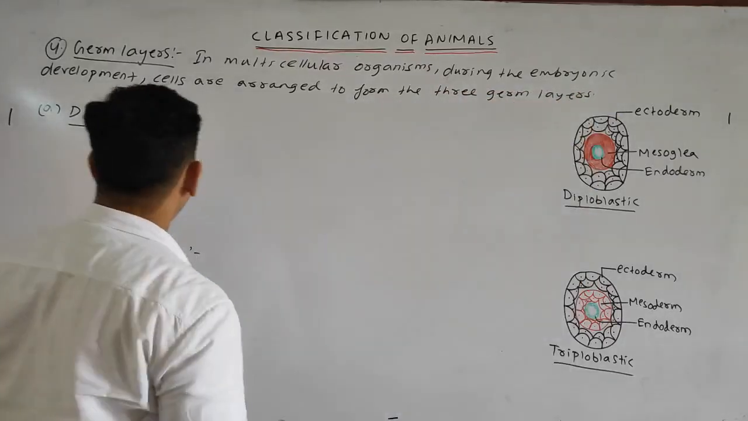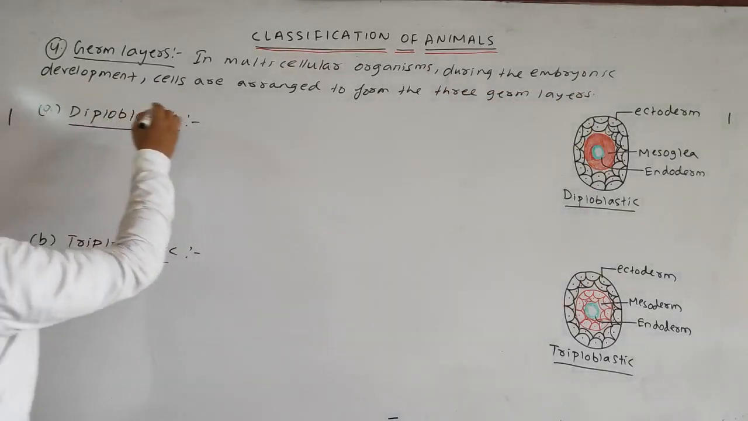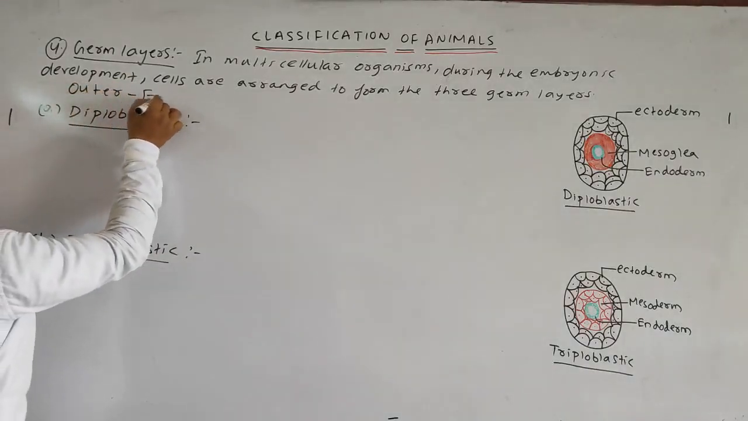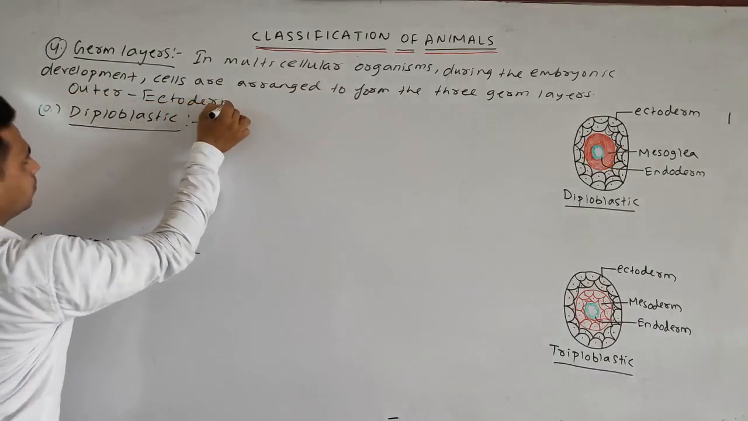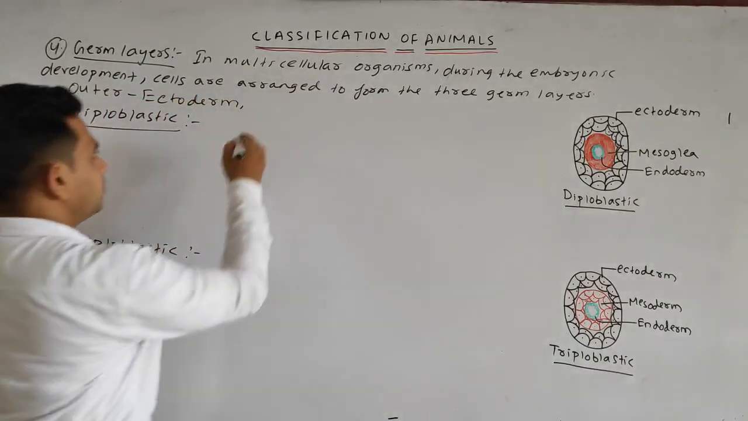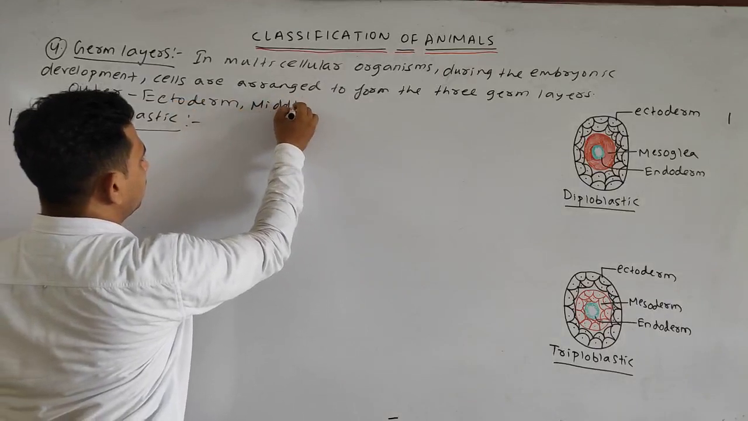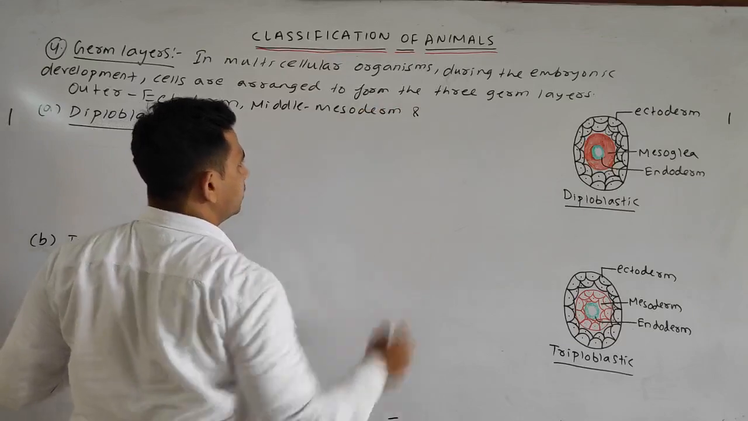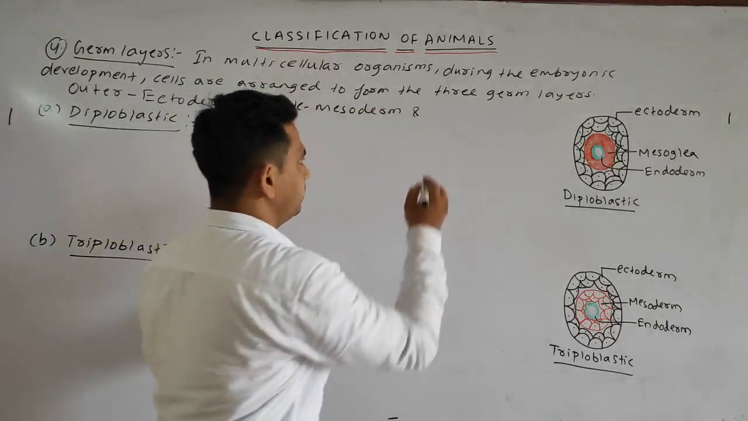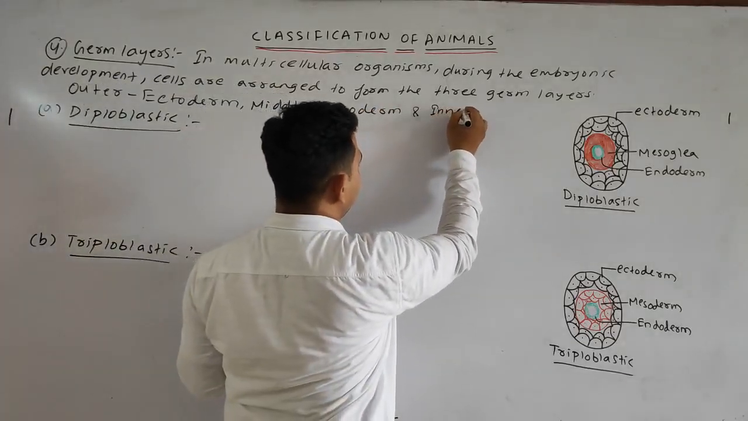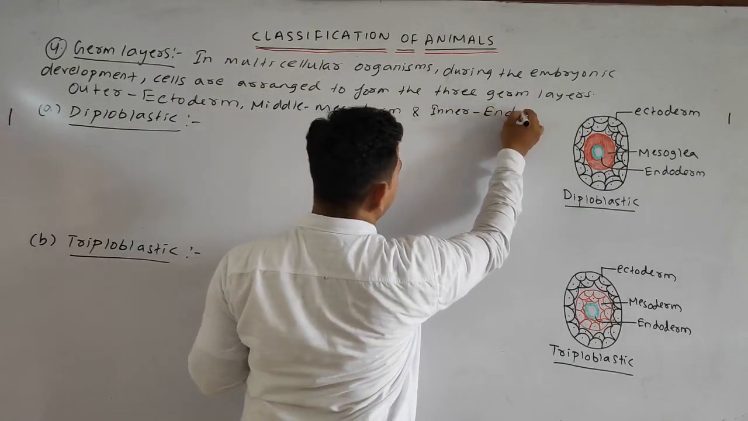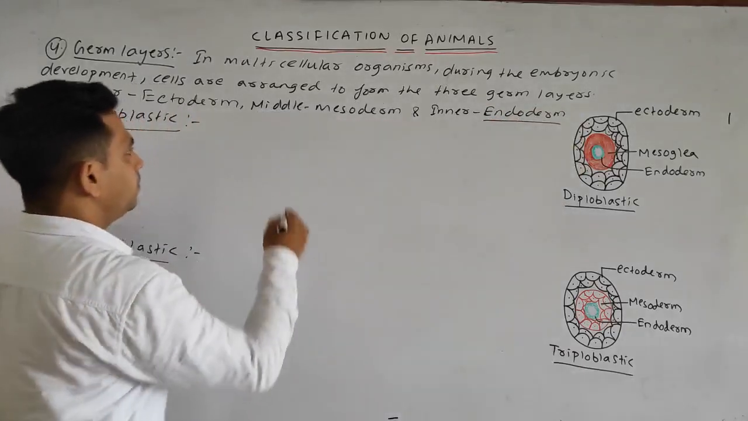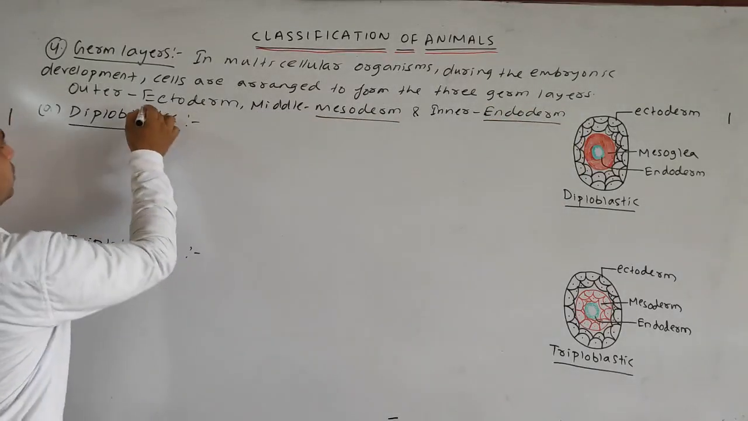The outer one is your ectoderm. The middle one is your mesoderm. And the inner one is your endoderm. Remember, the inner one is endoderm, the middle one is mesoderm, and the outer one is ectoderm.